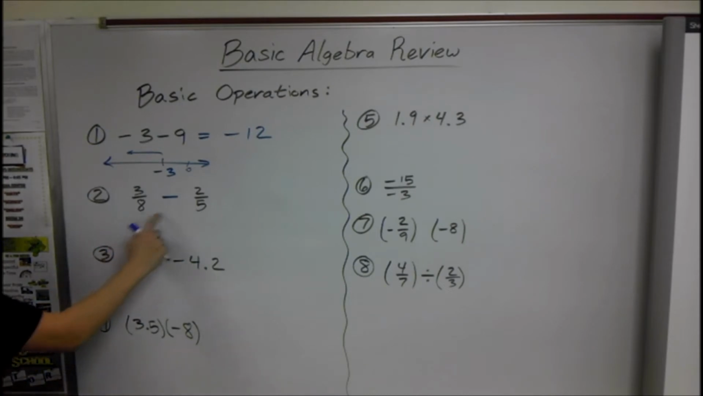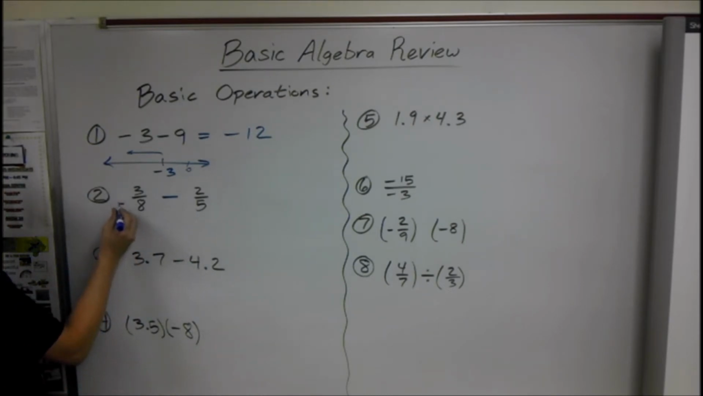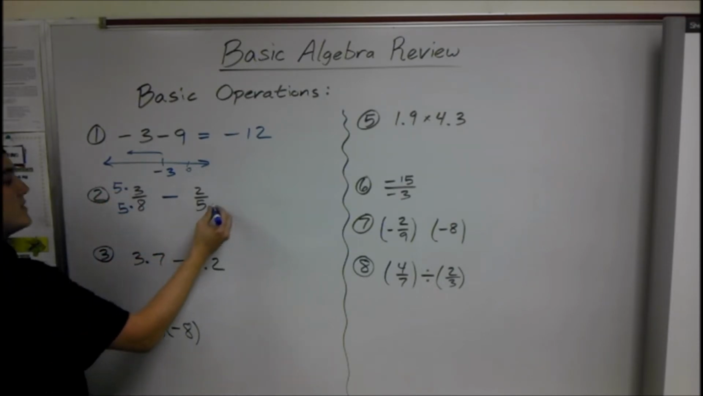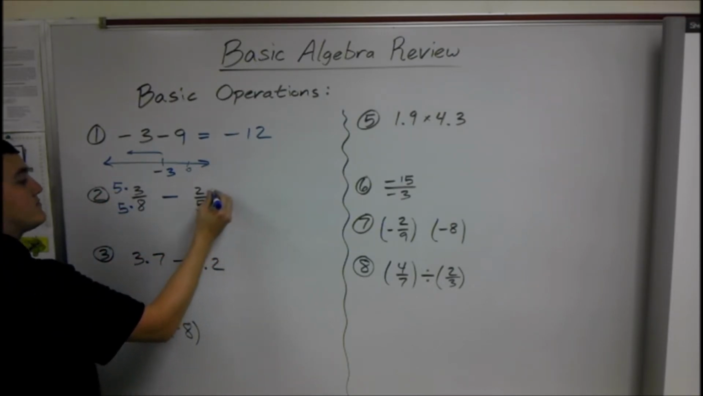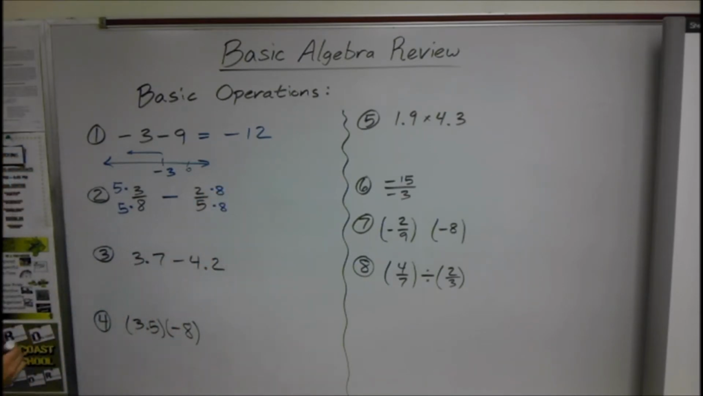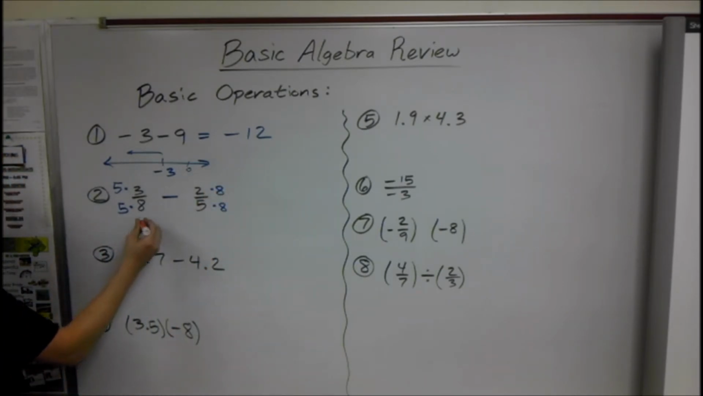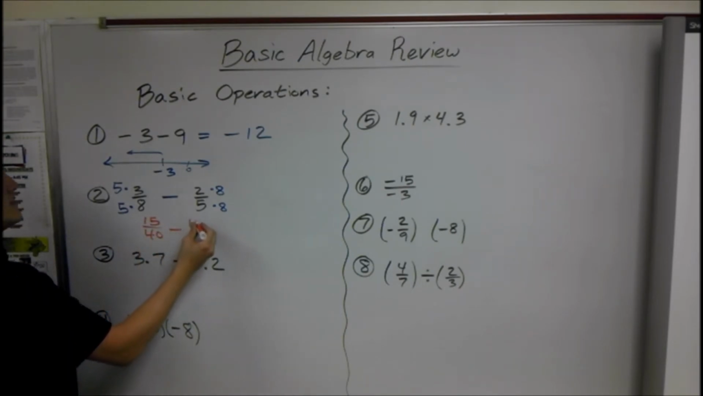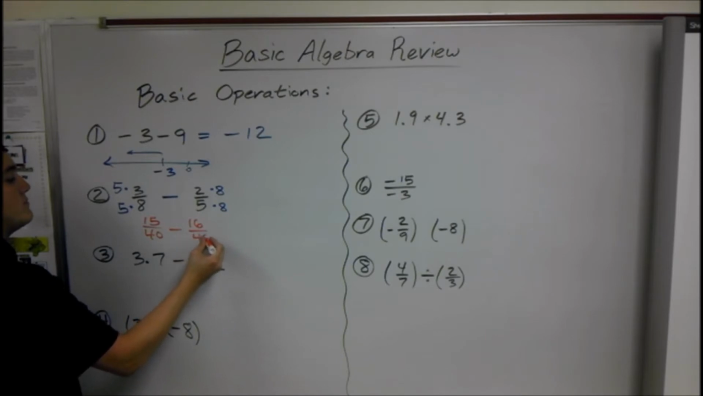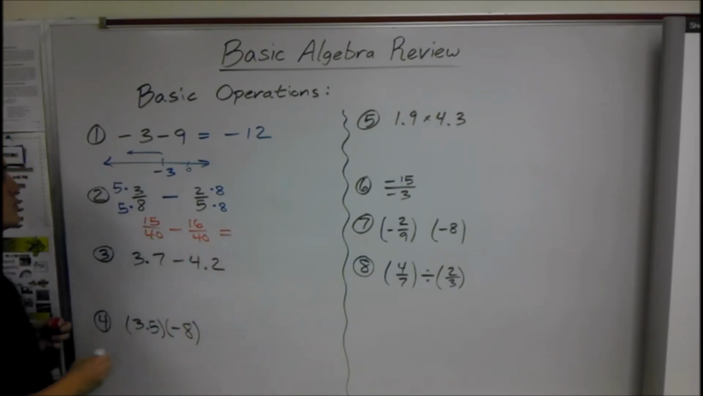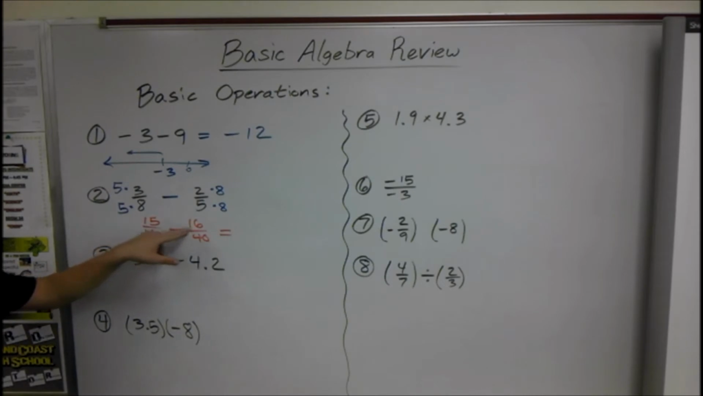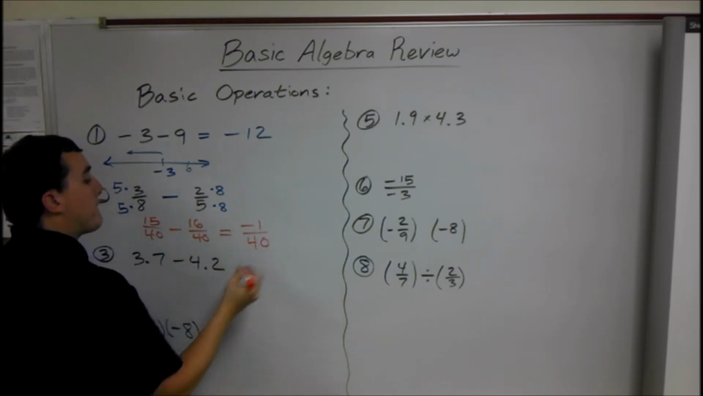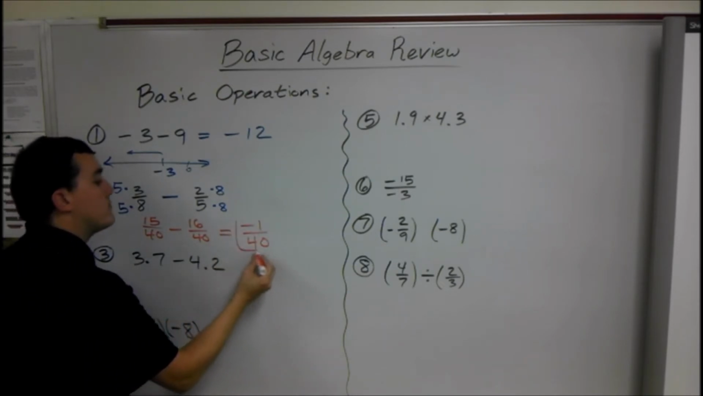Common denominator, 8 and 5 both go into 40, so we multiply by 5 here. But if you do it to the bottom, you have to do it to the top. And an 8 over here. So this becomes 15 over 40 minus 16 over 40, which winds up being 15 minus 16. That's -1 over 40. So that would be our answer for that one.